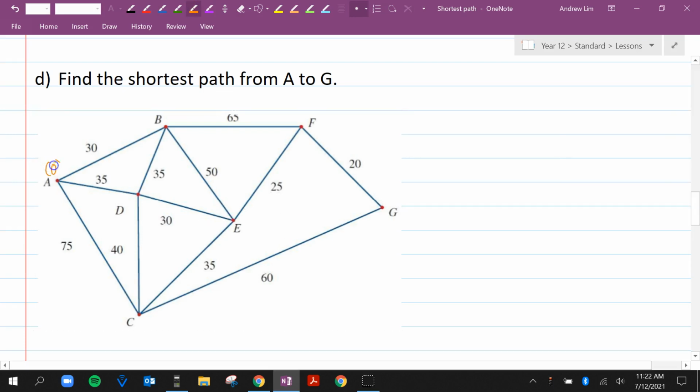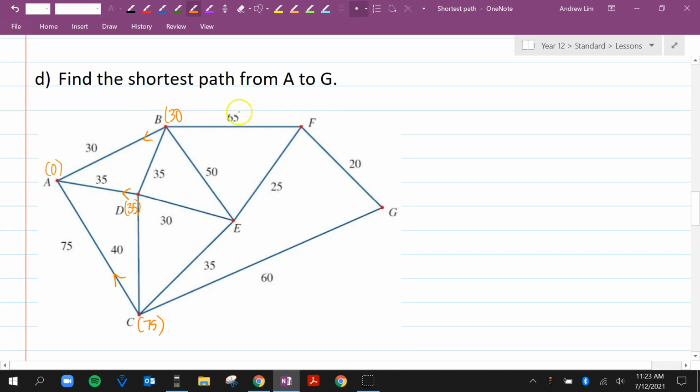Alright, so we know A is 0. It's connected to B, which is 30, and that's going to be the shortest. I can see that. So I'm going to draw my arrow there. It's connected to D, which is 35, and that's going to be my shortest. C, there's 2 that I can see that are really connected to it, that are actually useful. 75 and 35 plus 40, which is also 75. So I'm just going to write 75. It doesn't matter which way I draw the arrow. Let's just draw it here.